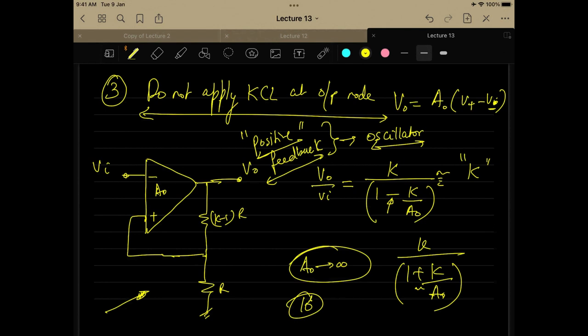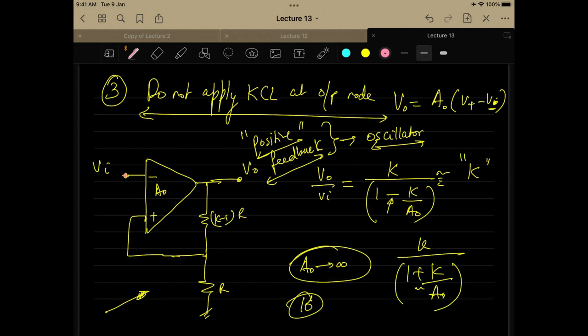For a negative feedback, if we consider K by A naught as some value, then for a negative feedback the denominator value will be greater than the numerator. A positive feedback will be something increasing than the negative feedback. I will tell you. Okay, let me show you that.